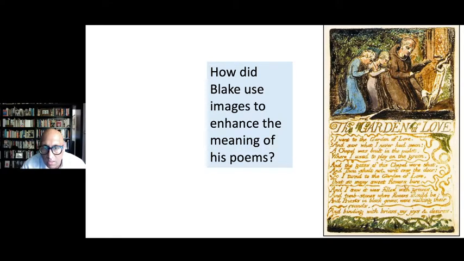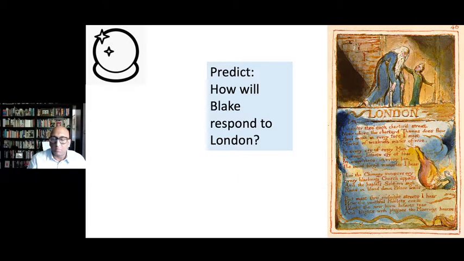I think I see a snake in the illustration there. Where's the green? Where's the flowers? What is he trying to do with the imagery? If we move on to the poem we're going to study now, which is London, look at the image there. Predict. Prediction is a major step to reading, by the way. It's not a random one.